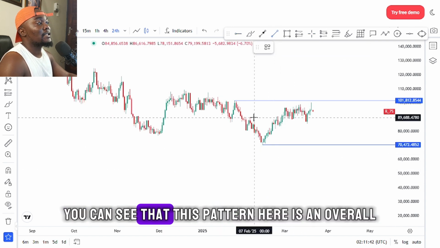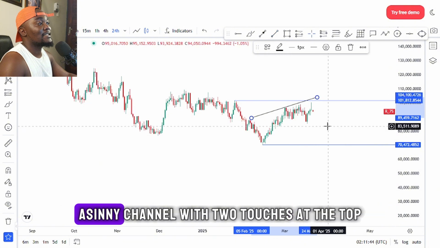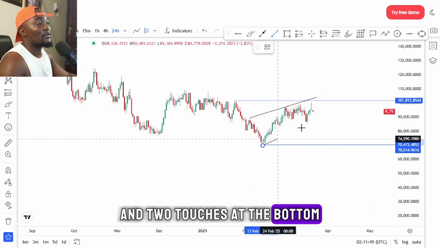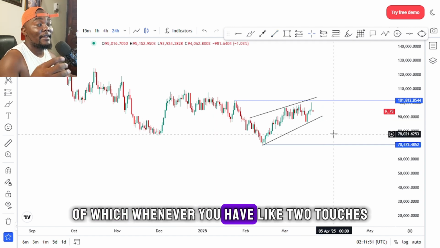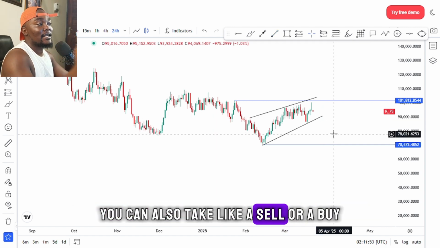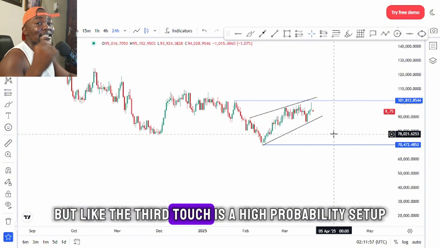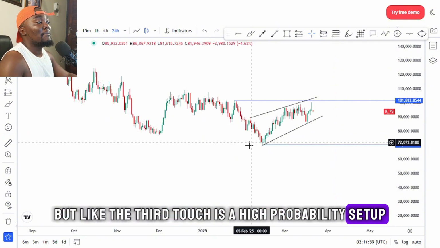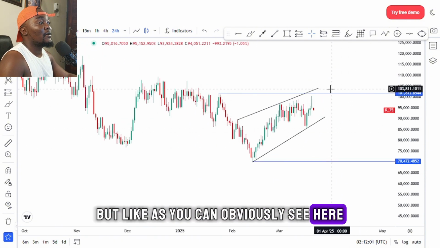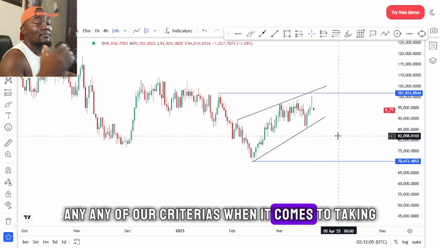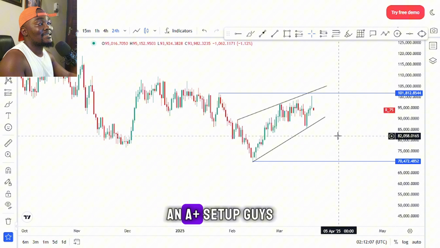So you can see that this pattern here is an overall ascending channel with two touches at the top and two touches at the bottom, of which whenever you have like two touches, you can also take like a sell or a buy depending on the setup that you're trading. But like the third touch is a high probability setup. But like as you can obviously see here, we have not formed up any of our criteria when it comes to taking in a plus setup, guys.